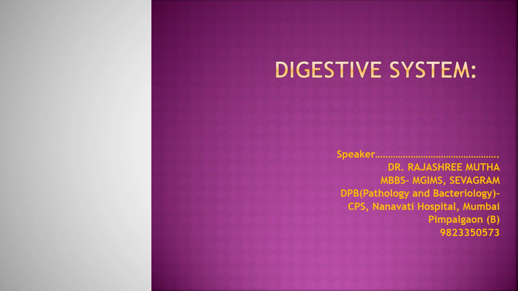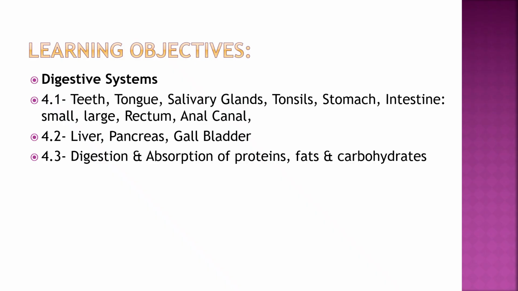Digestive system, which is mainly required for the digestion of the food. Learning objectives, digestive system. 4.1, the gastrointestinal tract. 4.2, all accessory glands like liver, pancreas, gallbladder.